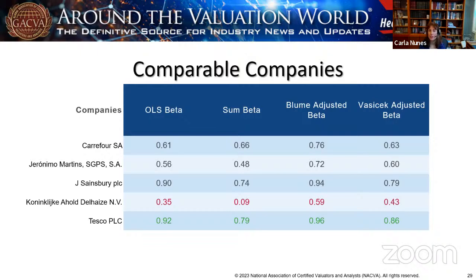So if I was using, and I'm not suggesting we would use sum betas at all, I wouldn't use it here. But if I were using sum betas and I had this, I would throw out Ahold, because it's just not meaningful. But anyway, that's something to think about, the various types of betas and what might be appropriate. Kevin?